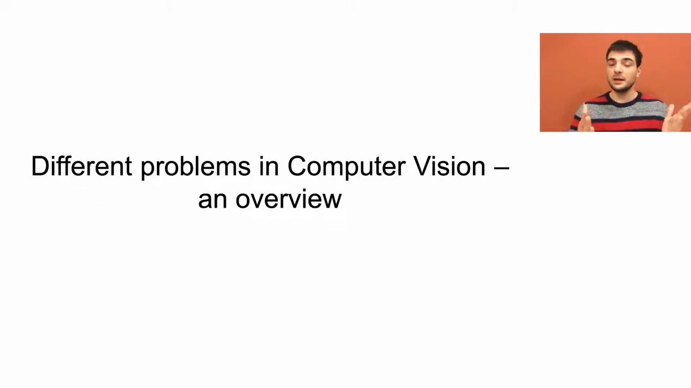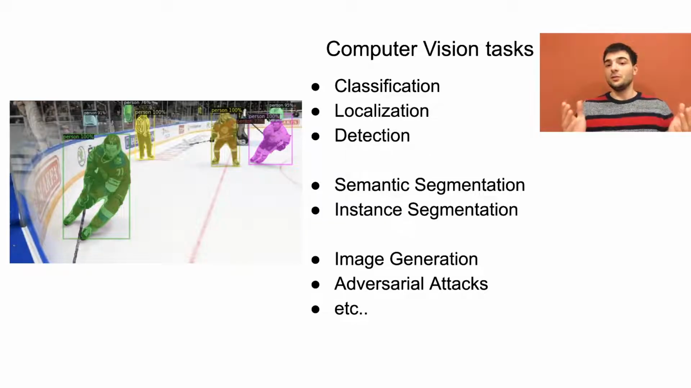And first of all, let's make an overview of different problems in computer vision. There are many different problems, and all of them at first sight might seem like supervised learning problems. So classical problems like classification, or regression as well. For example, you can try to predict some kind of age from a picture and so on. But they're kind of simple.